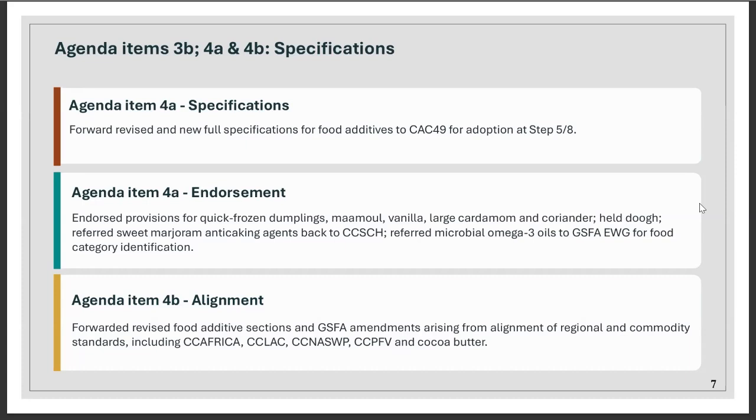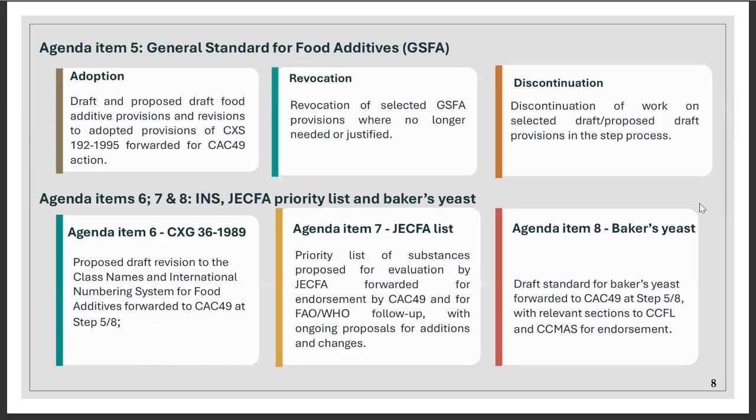Agenda item 4B, alignment. Forwarded the revised food additives sections and GSFA amendments arising from alignment of regional and commodity standards, including CCFA Africa, CCLAC, CCNASWP, CCPFV, and cacao butter. Next.